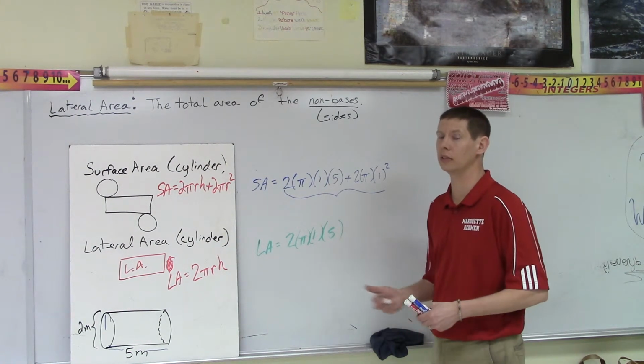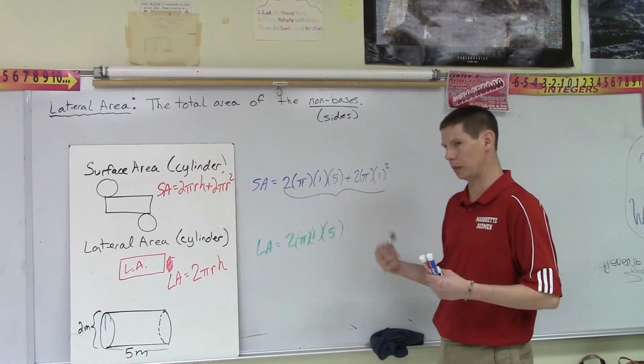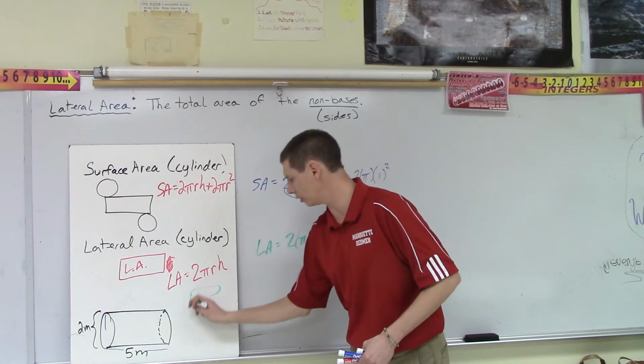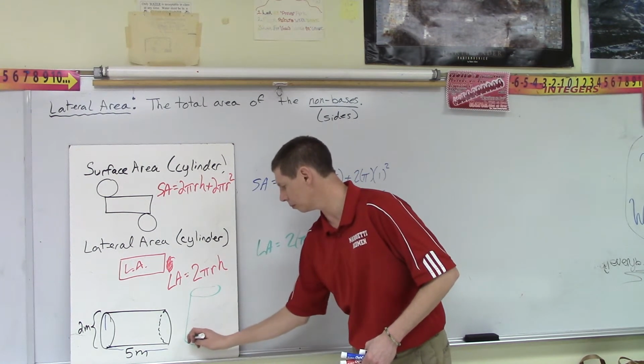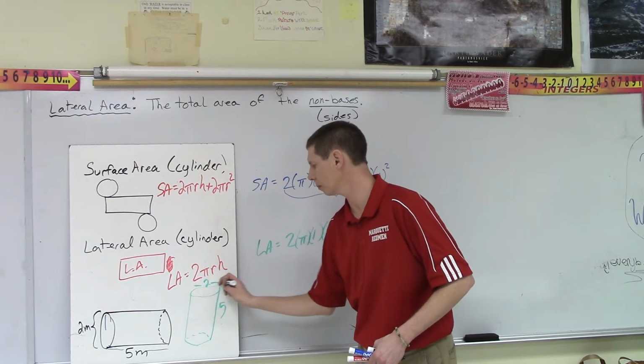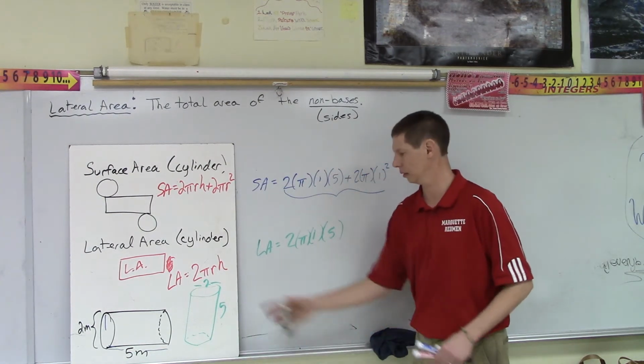The only thing with cylinders I need to emphasize is when we talk about height, we're saying if we were to tip this back on its circle, back on one of its circular bases, we could see how tall it is.